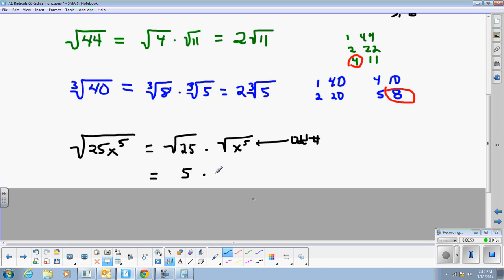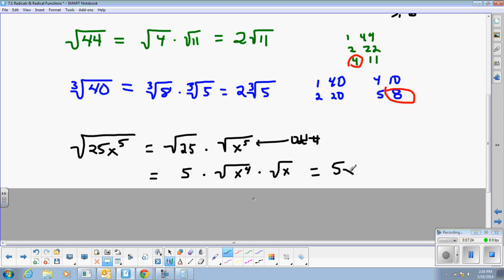So this is then times the square root of x to the 4th, which is just one less, times the square root of x. So I'm going to break this apart again. I'm going to use the product rule again because I have an odd number here. I have to have an even numbered exponent in order to have a perfect square. So now looking at this, I have 5. The square root of x to the 4th, 4 divided by 2 is 2.